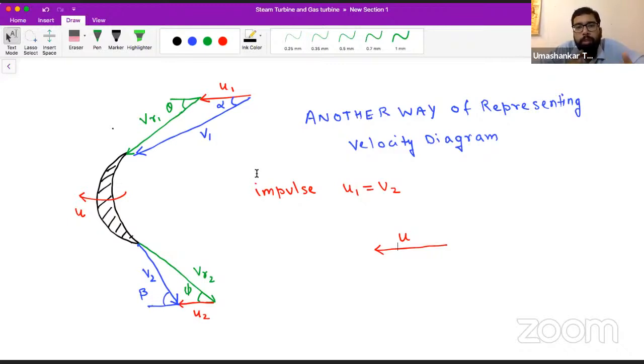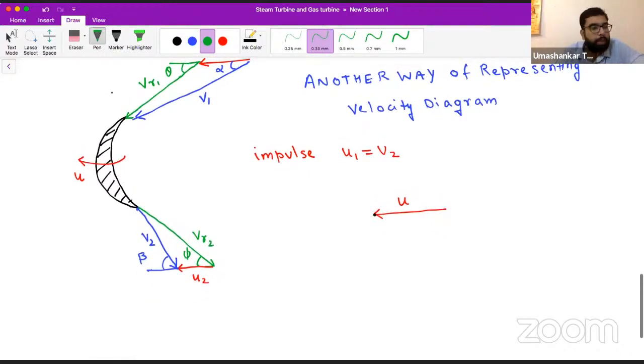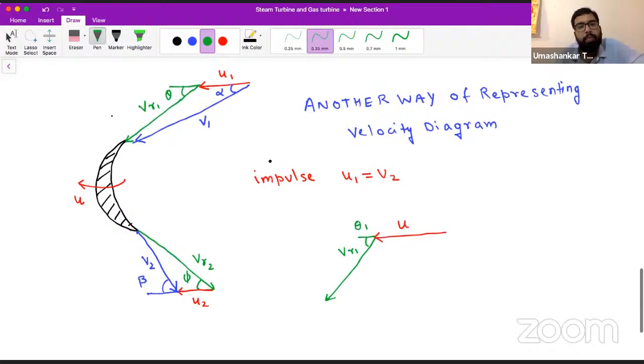Now you have to just copy these things over here. If I copy them, you see we have this VR1 at an angle of theta, starting from the end of the linear velocity. I have just transferred this to here. I don't think there will be a problem in that. And this angle we call our theta, right?